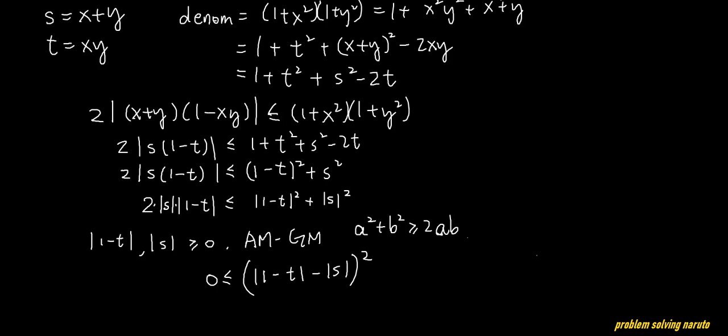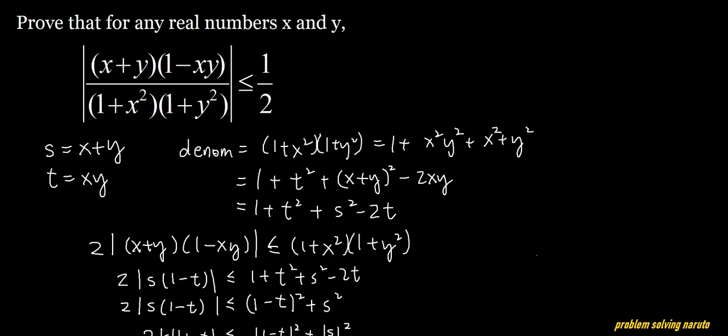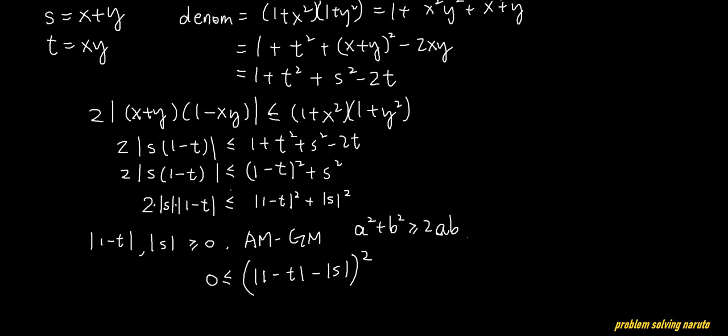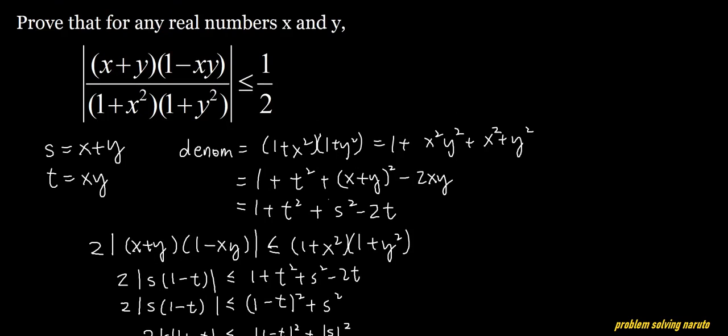But yeah, the key thing I hope you learn is that this is symmetric. So you can use elementary symmetric polynomials to greatly simplify, right? This complicated looking inequality is just AM-GM applied to 1 minus t and s. That's what I want to show you.